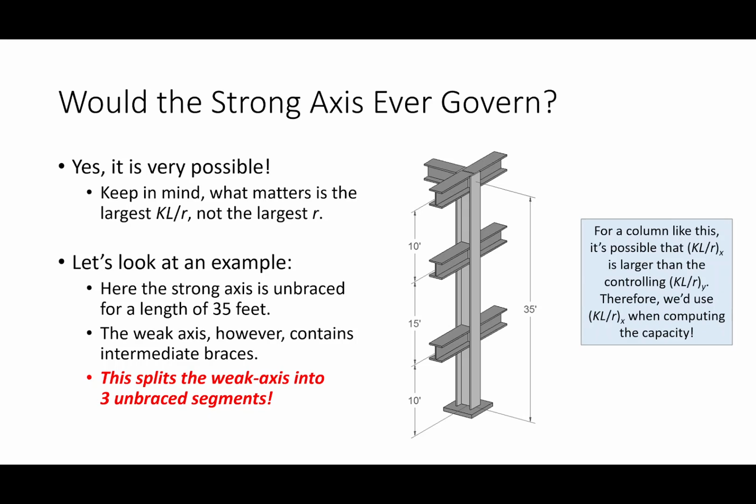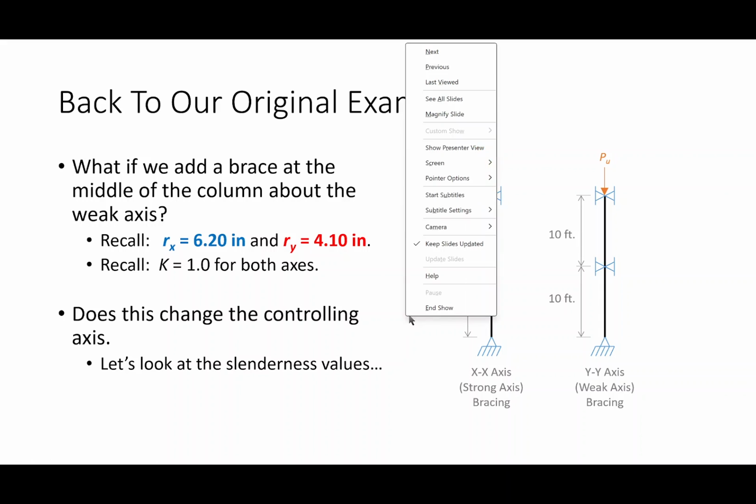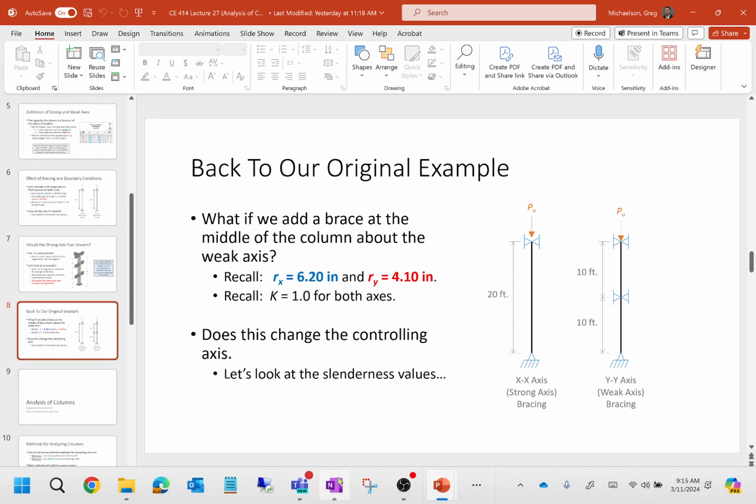So here's what I've got for this problem. I want to go back to this example and ask, what if we put a brace in the middle across the y-axis? Let's go back to that original example, and say that on the x-axis nothing changes, but on the y-axis, let's put a brace in the middle. Is it possible that the strong axis governs here? Let's see.